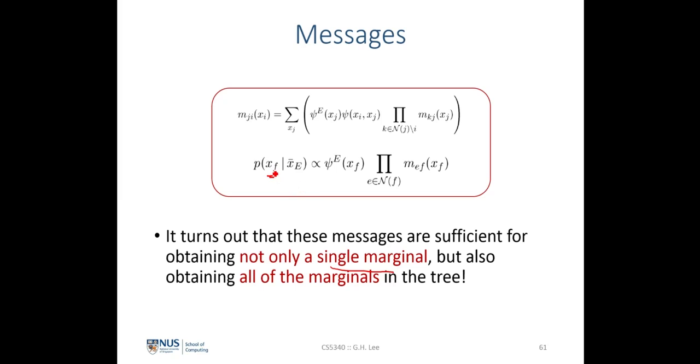Suppose, for example, that we have computed all the intermediate messages mji over all the edges in the tree. This means that if we were to compute the probability of x1 conditioned upon xe, or the probability of x2 conditioned upon xe, we can actually reuse the messages that are computed once in computing all the different marginals over the different random variables in the tree.